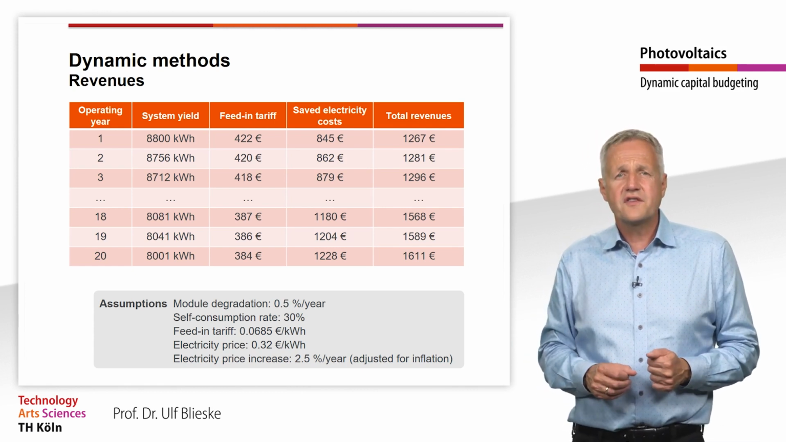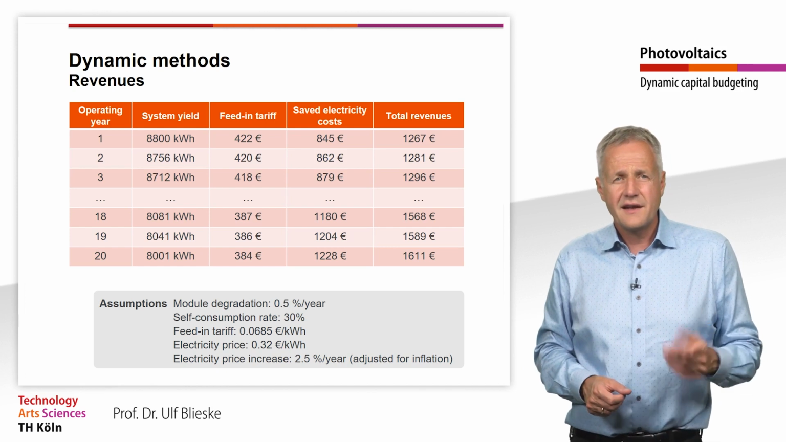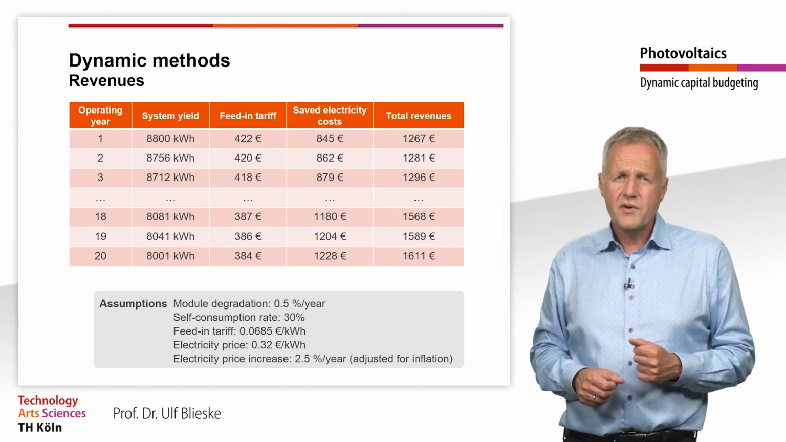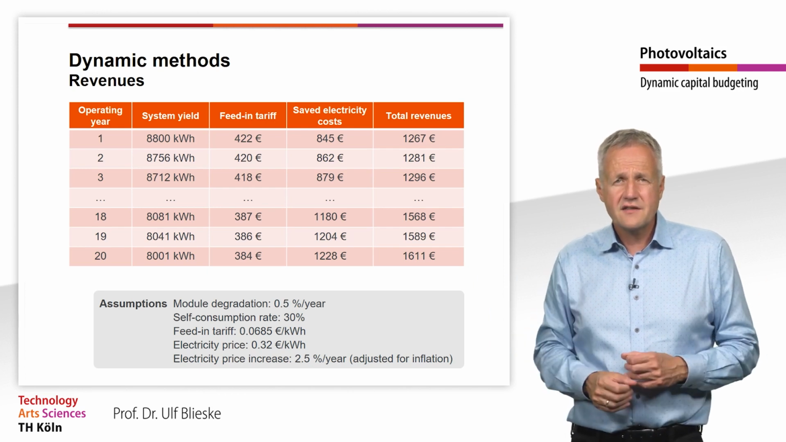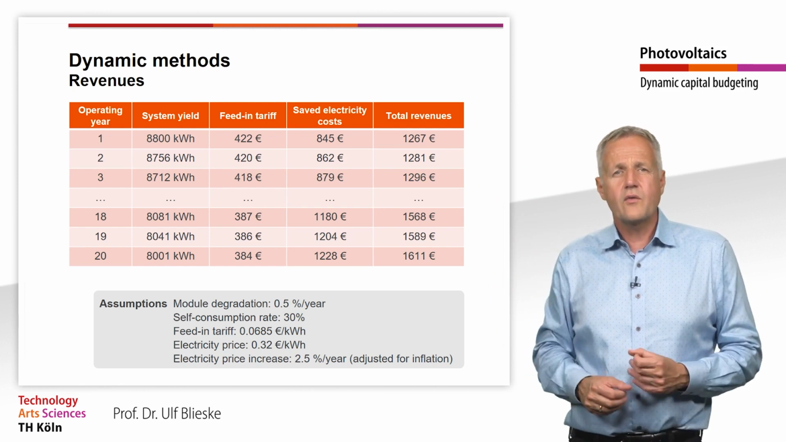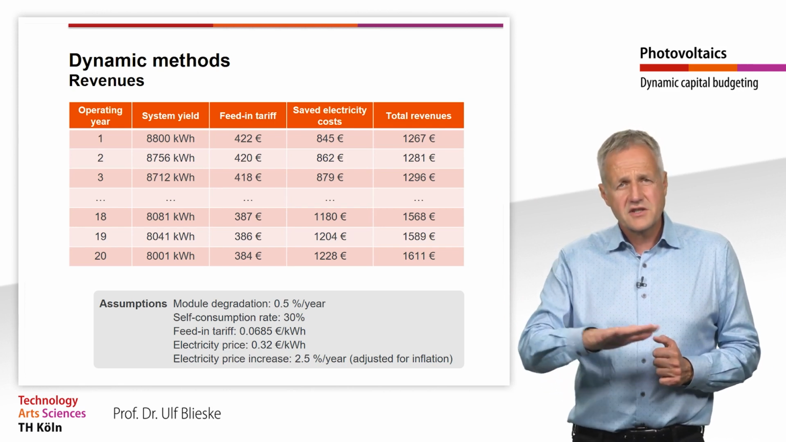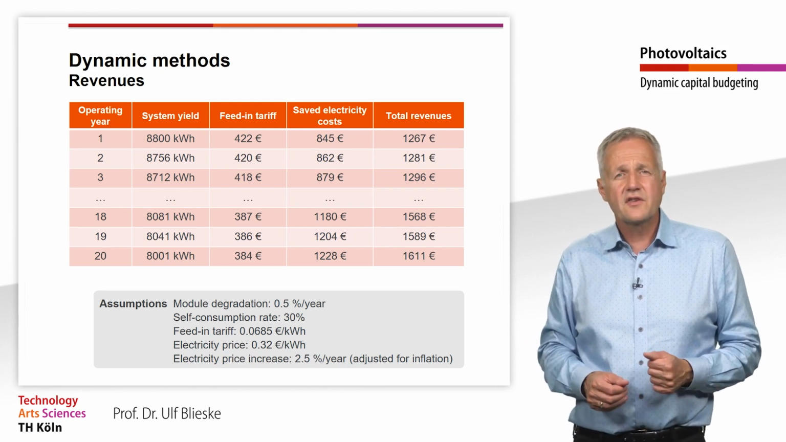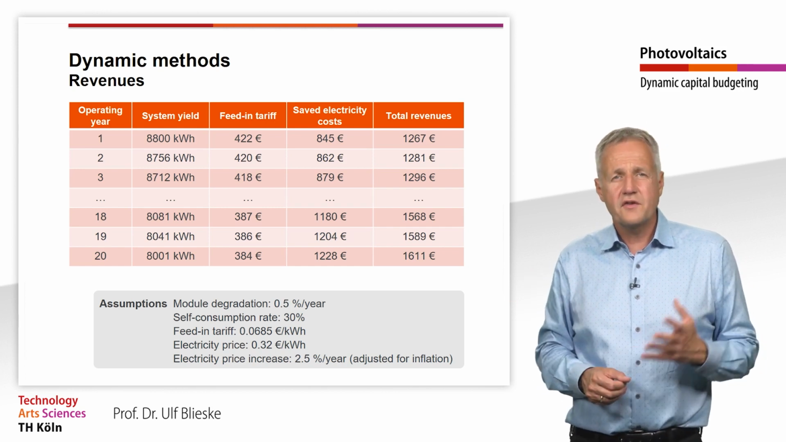For the calculation of the saved electricity costs, we again assume a self-consumption share of 30% and electricity costs of 32 euro-cents per kilowatt hour. In addition, we now also take into account rising electricity prices here. In the last 15 years, electricity prices in Germany have increased by 2.5% per year. This value has already been adjusted for inflation. We set this price increase as an expectation for the next 20 years. Overall, this means that the electricity costs saved will increase over the years. In total, there are now different incomes for each year.